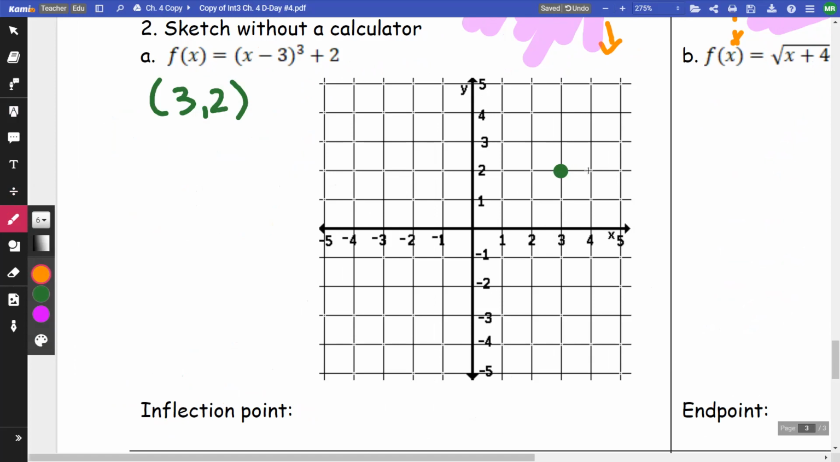Okay, so if I go out 1, 1 cubed is 1. Okay, if I went out 2, 2 cubed would be 8, but that's going to go off my graph. If I go backwards 1, -1 cubed is -1. If I go backwards 2, -2 cubed is -8. 1, 2, 3, 4, 5, 6, 7, slightly off 8. And so this graph is going to look like that, okay? And my inflection point was that 3, 2.